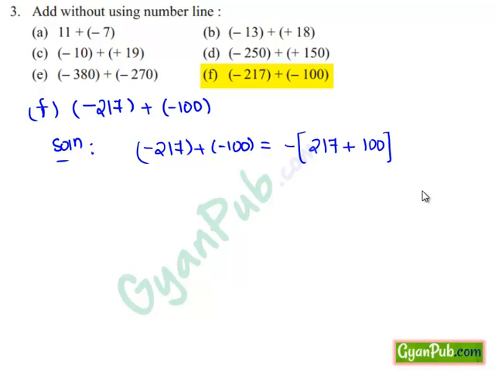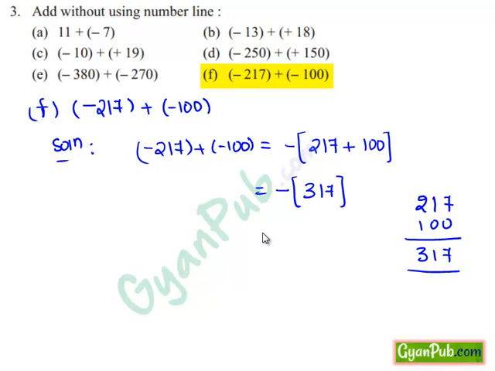By adding 217 to 100, we get 317. Here minus as common and 217 plus 100 is equal to 317. Eliminate the brackets, we get minus 317. So minus 217 plus minus 100 is equal to minus 317.